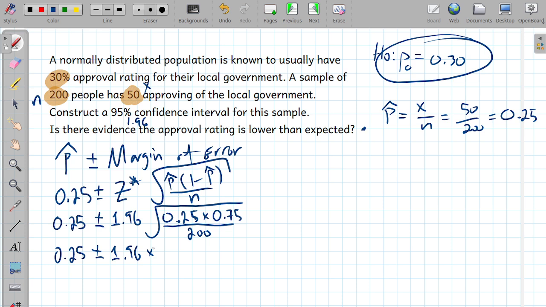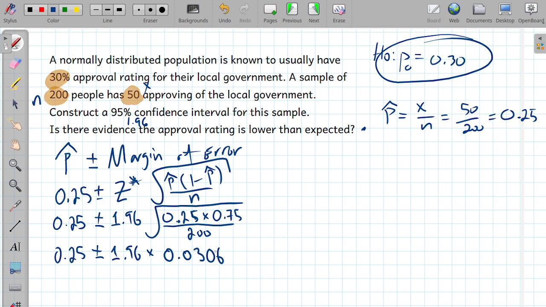Just as a heads up for those of you who aren't happy about calculator work, if you get something that's got 3 leading zeros after the decimal before the first non-zero number, you have forgotten to take the square root. Simple as that. And that's what the 0.25 times 0.75 divided by 200 is, 0.00094. So now I have to square root that. And now we're back to a more believable 0.0306.